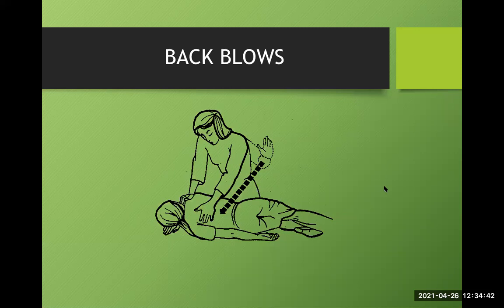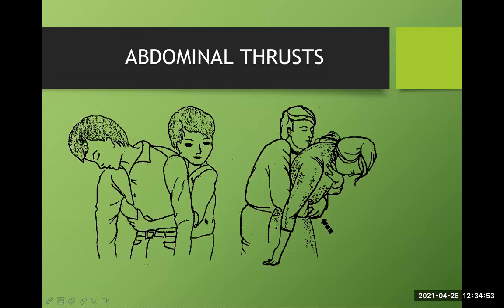In case of a very small baby, you can hold the baby upside down, and you can give a slight thump on the back. This may help. So see this. This exactly is called Heimlich maneuver or abdominal thrusting. Exactly like this.